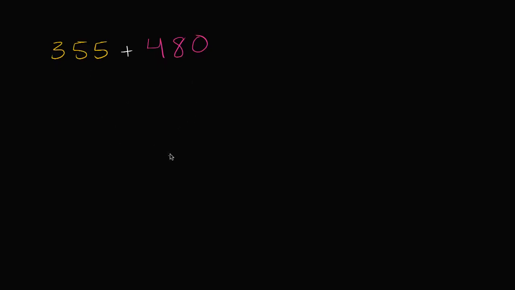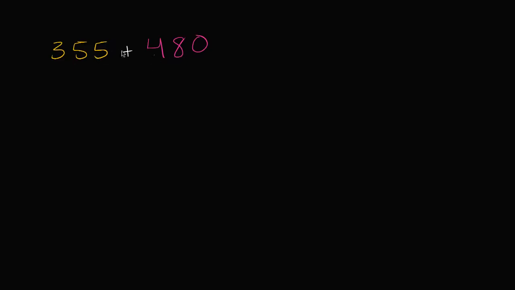Well, the way to think about it is, can we add or subtract from these numbers so that one of these numbers might become a little bit simpler? So, for example, I have 480 here. What would I have to do to 480 to get it to 500? It's almost 500. Well, I could add 20 to 480, but I can't just add 20. I would have to also take away 20.